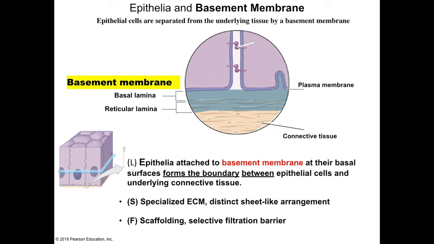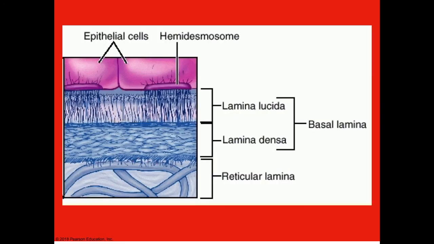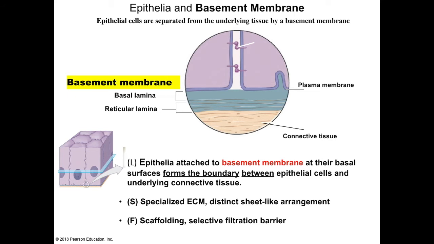So that basal surface of the cell is attached to a particular structure common to all epithelia called the basement membrane, which forms the boundary between epithelial cells and the underlying connective tissue. Structurally, it's a specialized extracellular matrix, ECM, with a distinct sheet-like arrangement, and there are sublayers which I do not require you to know, but you may see references to. The basement membrane provides a scaffolding in which to secure the epithelial cells and also can act as a filtration barrier, helping control what goes in or out of those cells.